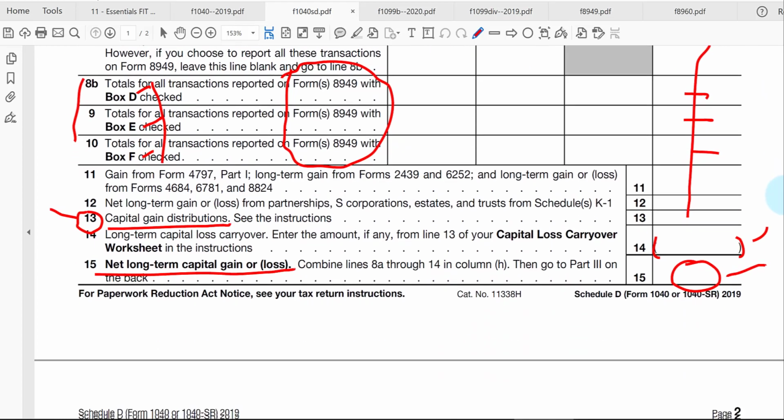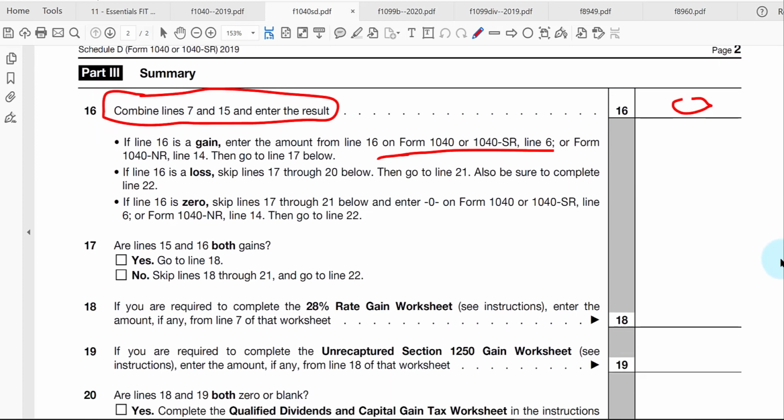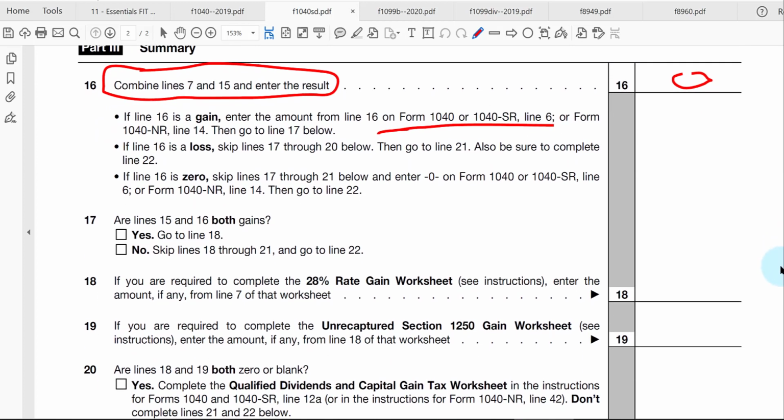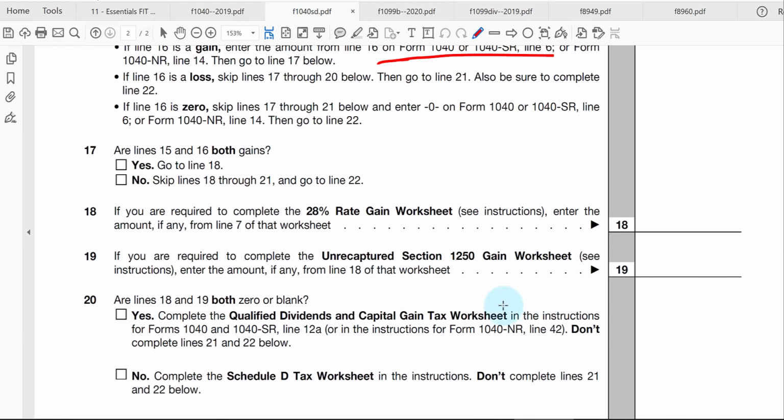There's some other information back here on page 2 of the Schedule D saying that you may have to go to a worksheet to figure out the tax. Here's something called qualified dividends that we learned back in chapter 3 that get taxed at low rates. The same low rates we're learning now here in Chapter 11 for net capital gains.